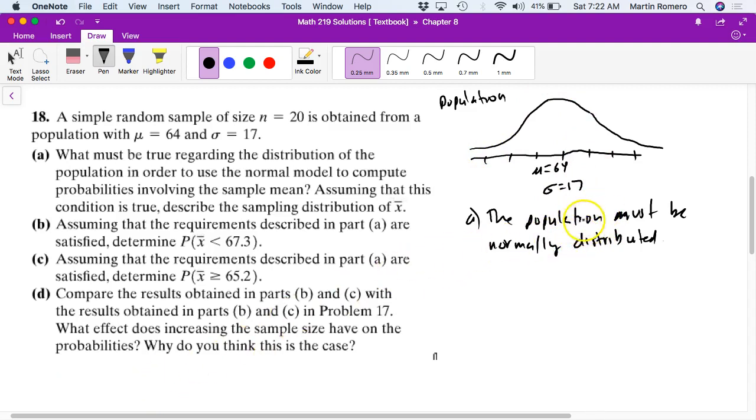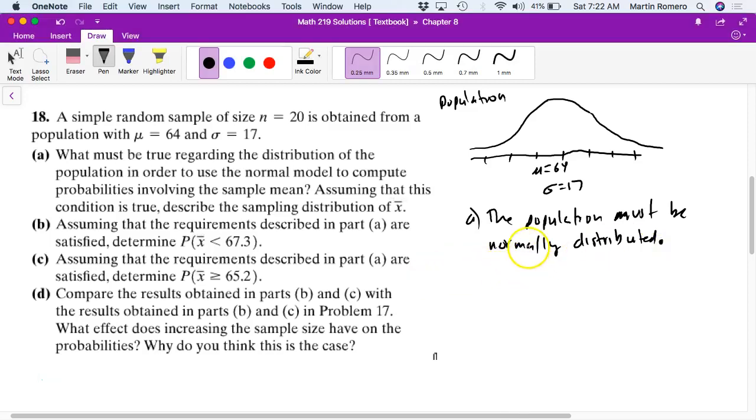So that we can apply these rules here. And remember, it must also be normally distributed, because our sample size is 20 and it needs to be bigger than 30. We like them bigger than 30. So if it's 20, then it's going to give us this.